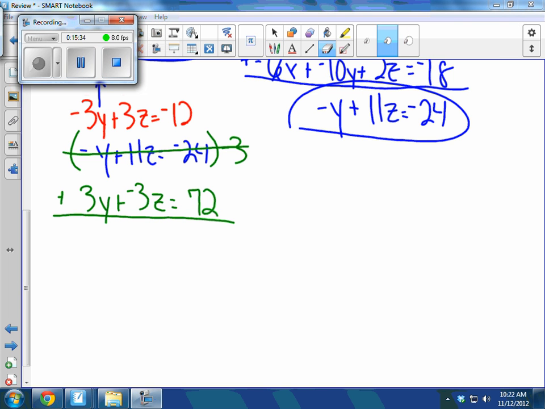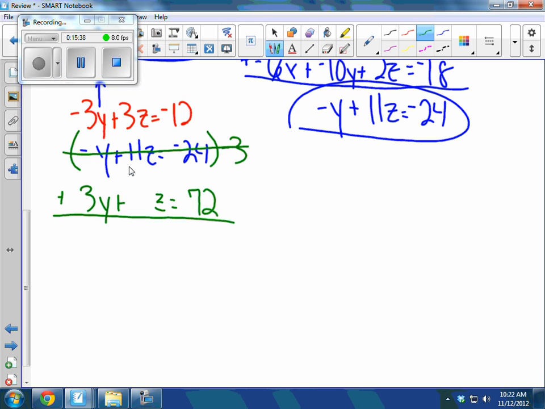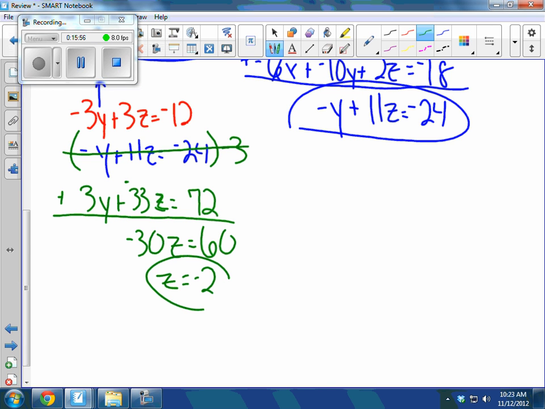And sorry, before I add, I just realized I made a mistake. Let me fix my green number. The 3 with the 11z is 33z, not negative 33z, not what I had. So my y's add up to 0, my regular numbers add up to a negative 30z, and then the constant numbers at the end add up to a positive 60. So when I'm done and divide, z is negative 2.